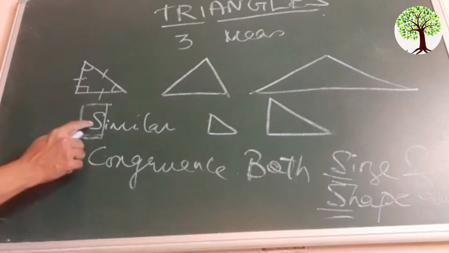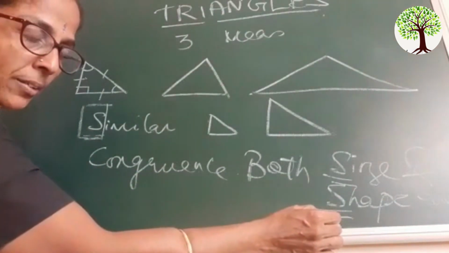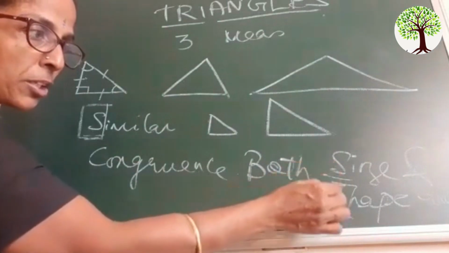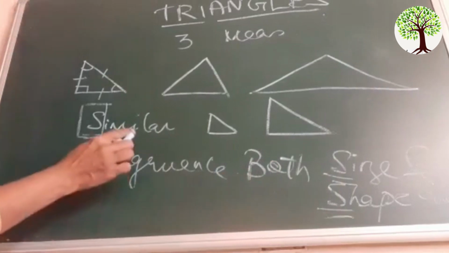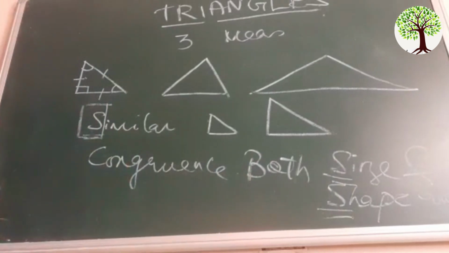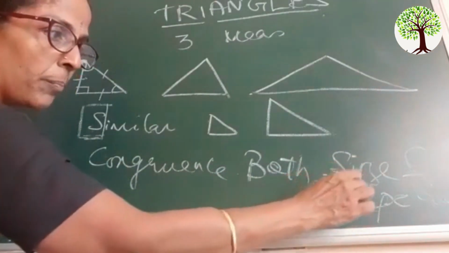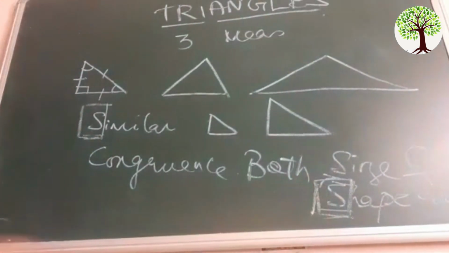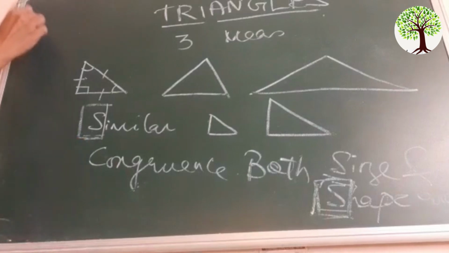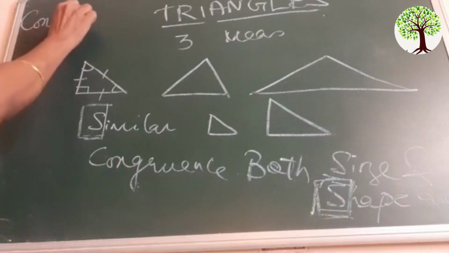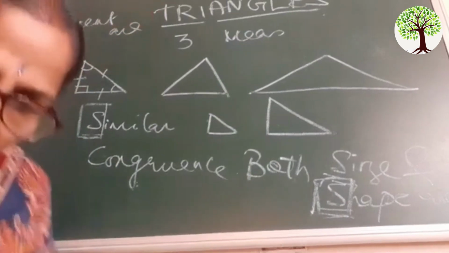Okay, how can we relate this to the 10th standard? If the size as well as the shape are the same, we call it congruence. Okay. Can we call a congruent figure a similar figure? Yes, we can. Because here we have that condition of shape also. So we can say all congruent figures are also similar.